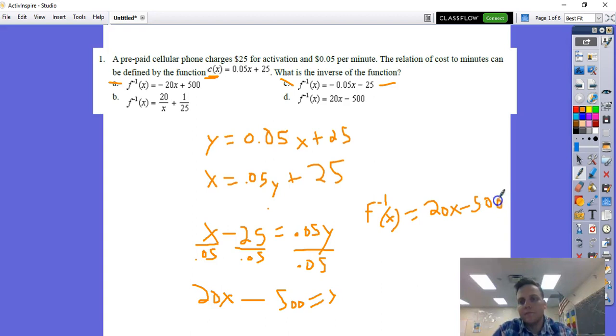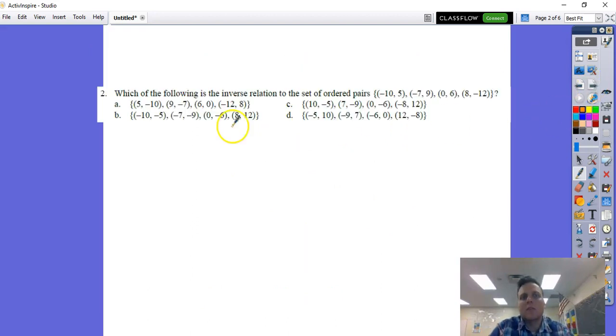Alright. So which one of these says that? Hopefully you're all like, it's D, obviously. Very good. Okay. Next problem I'll go over is number 2. This one's very simple, but I just want to make sure you guys had it.